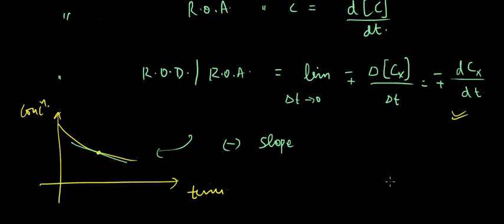Okay, so with this we come to the end of this lecture. In the next lecture we'll be continuing with more on rate of reaction and rate of disappearance and rate of appearance of reactants or products. So till then, good luck and goodbye.